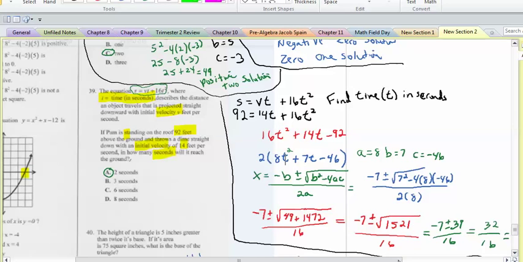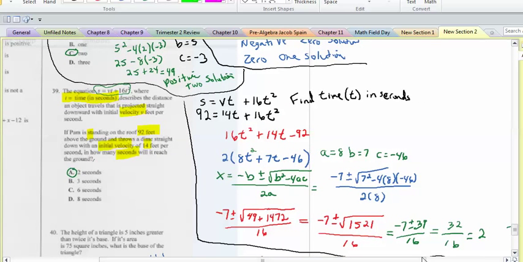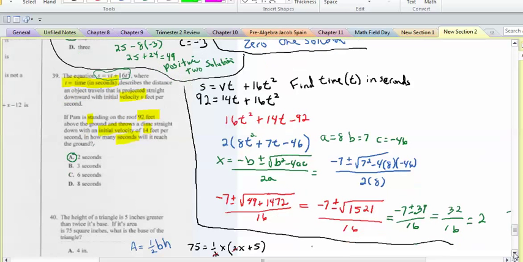So I got my a, b, and c. So I plug them into the values of my quadratic formula. I did the math. Got my negative 7 plus or minus the square root of 1521. And when you do this without a calculator, you're just going to have to guess and check to see what you might end up with. So we got the square root of 1521 is 39, because 39 times 39 is 1521.